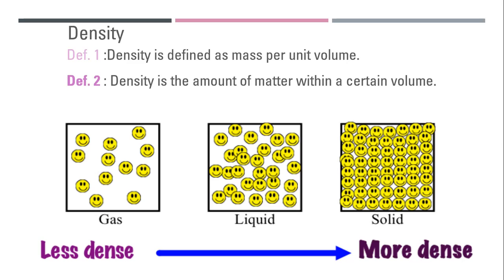This is the definition. And as you can see on the screen, solids are more dense than liquids. Why? Because solids contain more particles in a certain volume than the particles in the same volume of the liquids. Similarly, liquid is more dense than gas. Why? Because the number of particles in a certain volume of the liquid is more than the number of particles in the same volume in the gases, right?